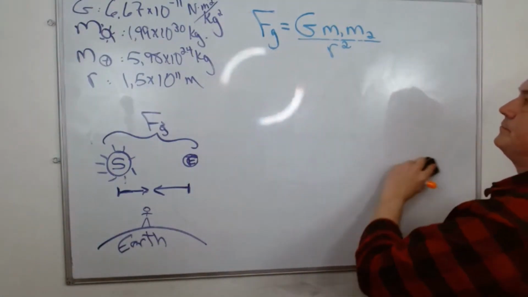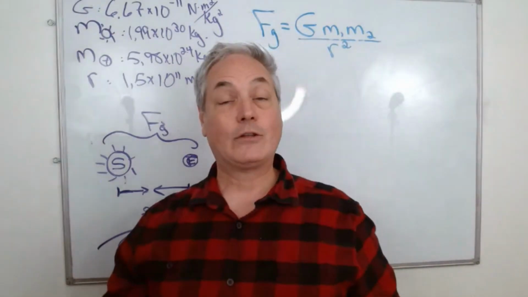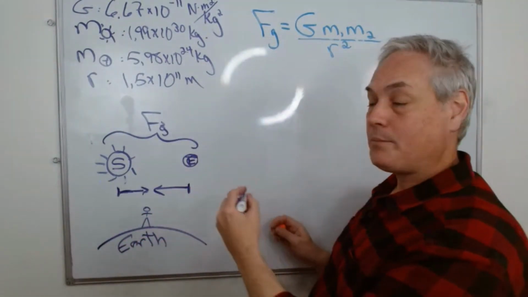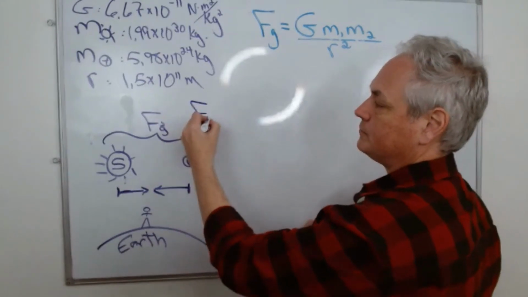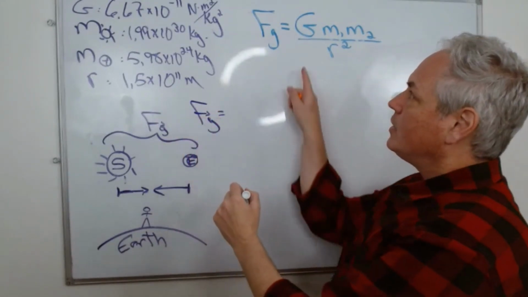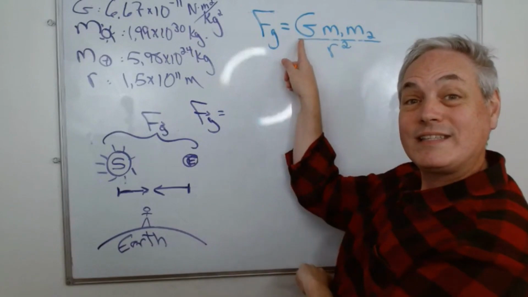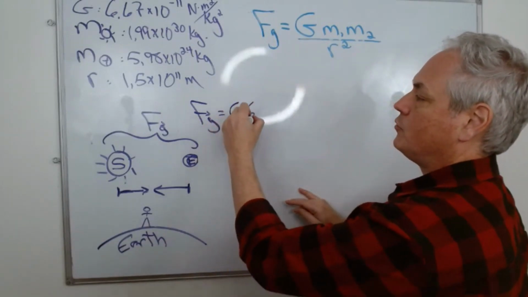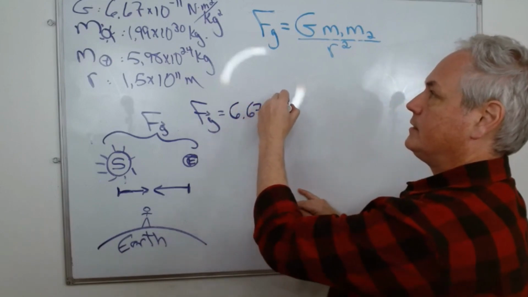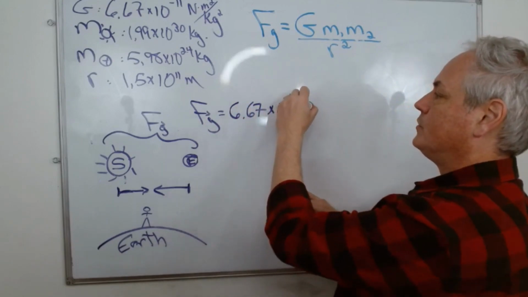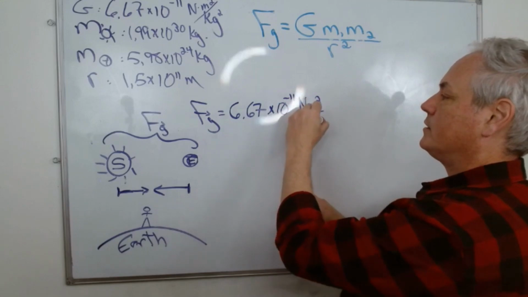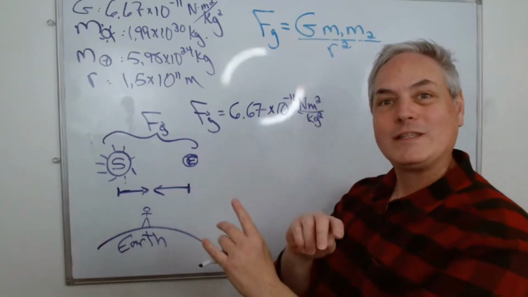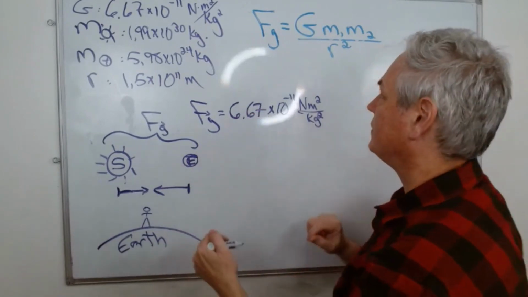So let's see. This is a big calculation. So let's see what we've got. Here we just have to plug in the numbers. So we have the force, which is equal to the universal gravitational constant, which is 6.67 times 10 to the negative 11 Newton meter square over kilogram square. You're going to say there's a lot of information here, but you'll see how it will simplify very soon.